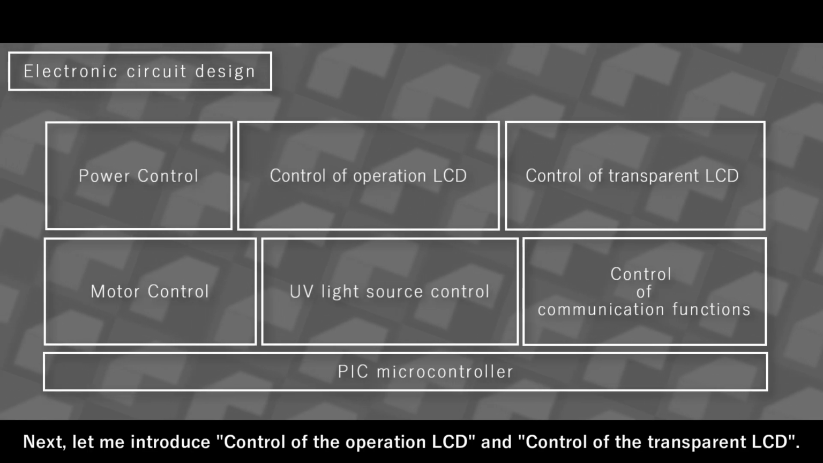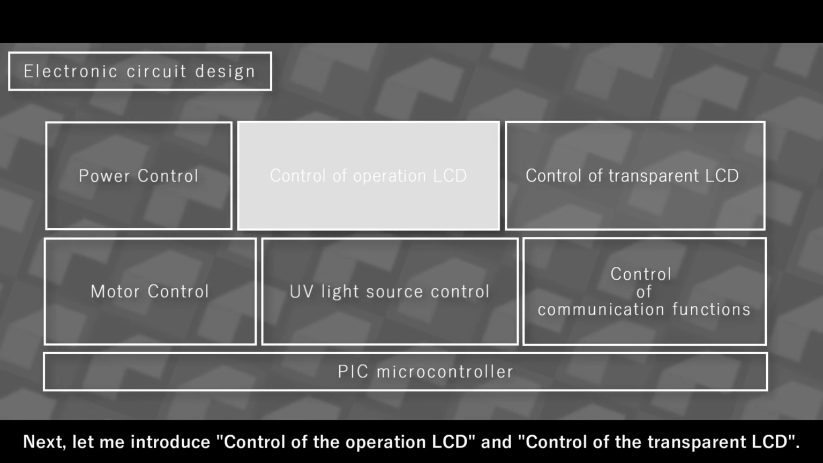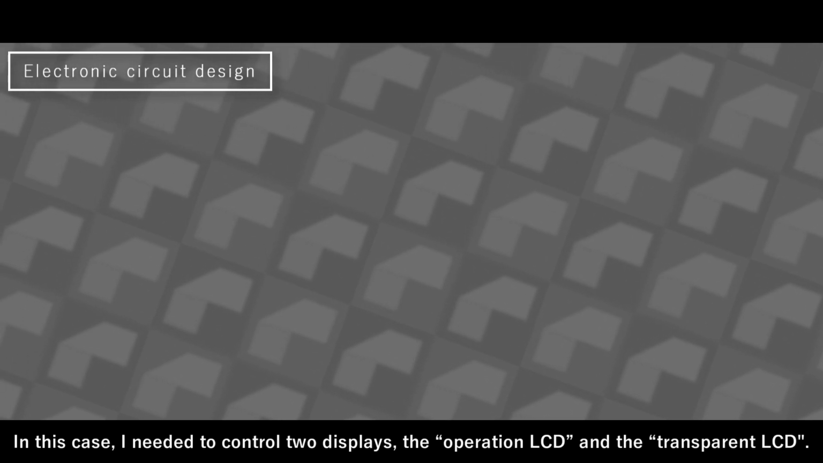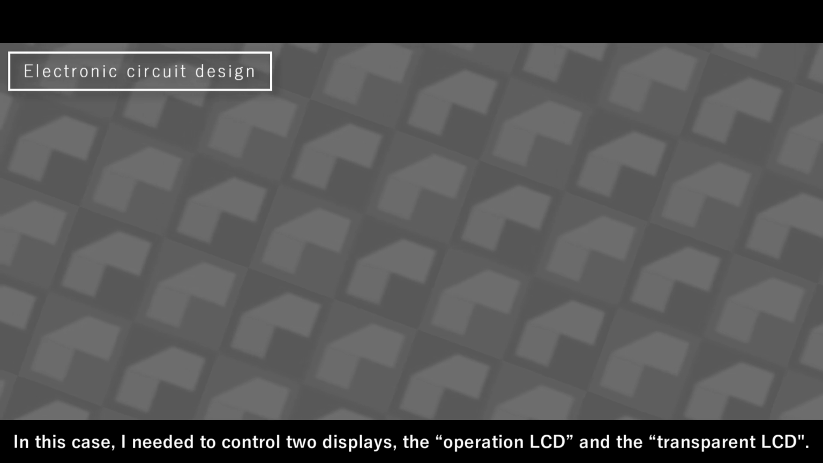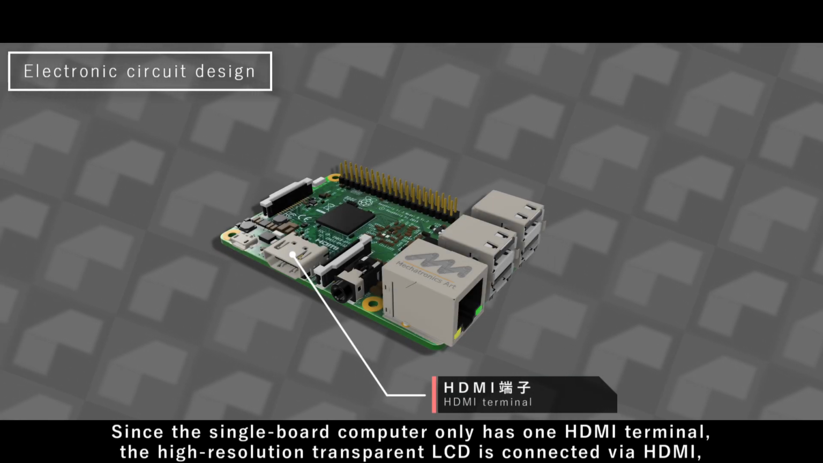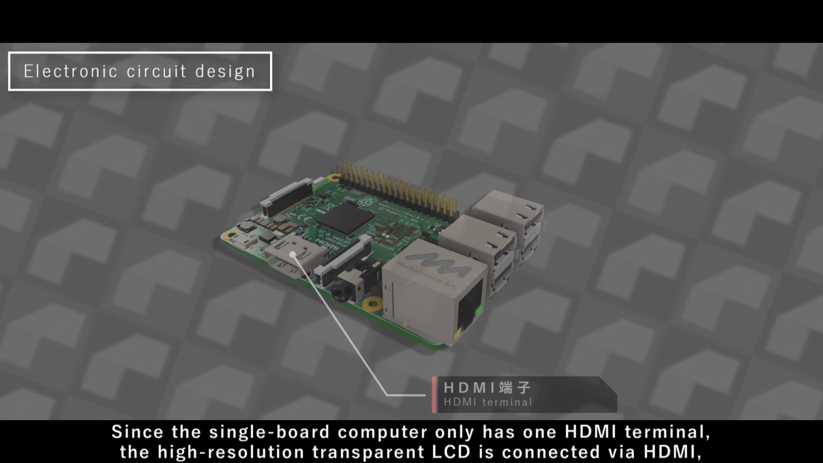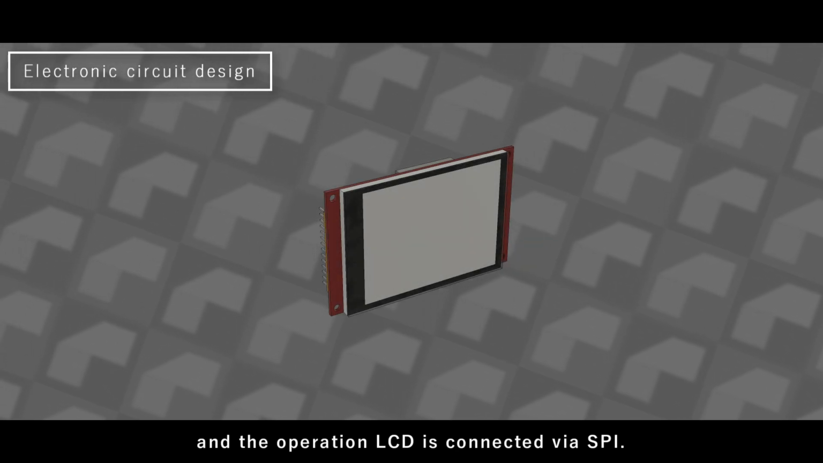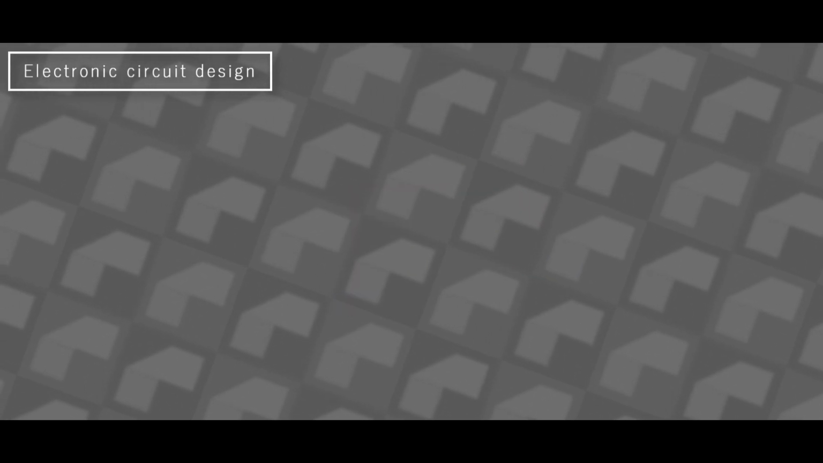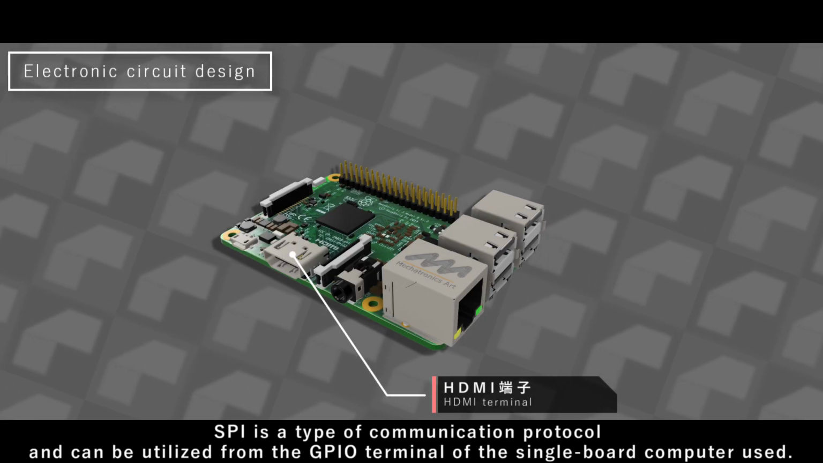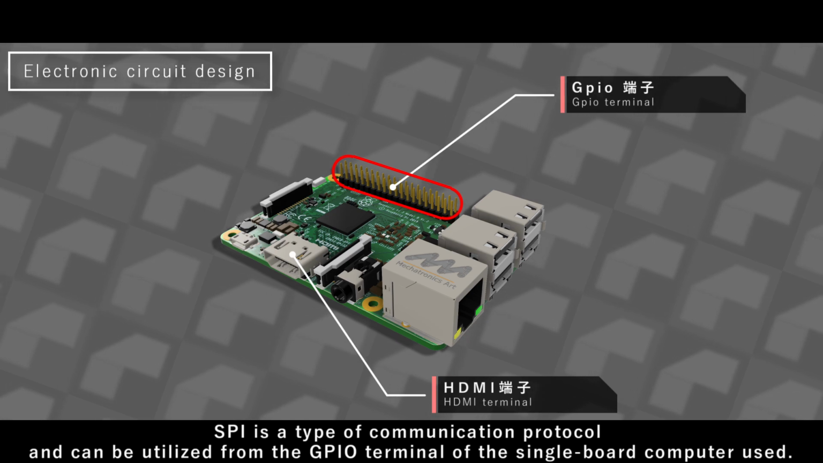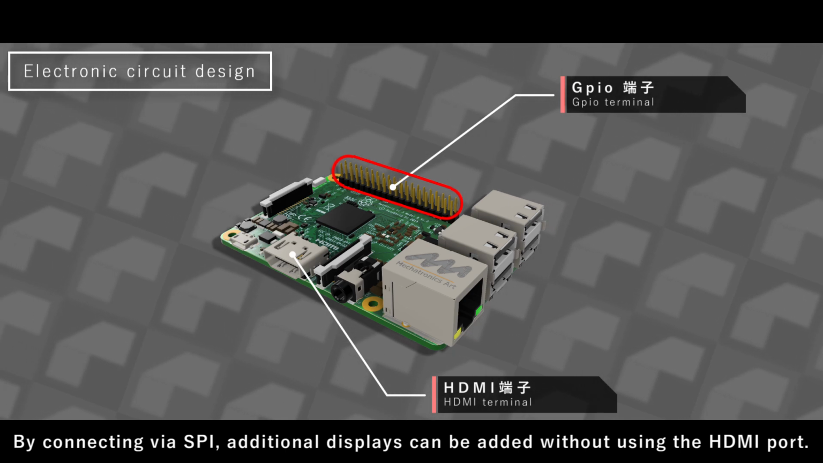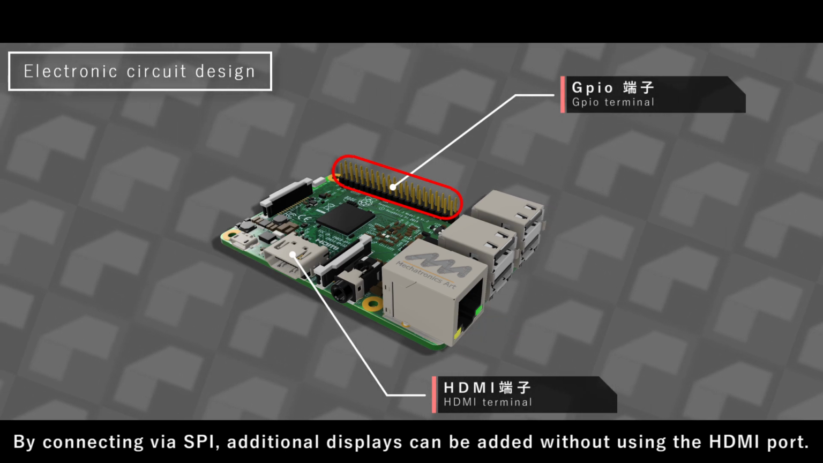Next, let me introduce control of the operation LCD and control of the transparent LCD. In this case, I needed to control two displays, the operation LCD and the transparent LCD. Since the single-board computer only has one HDMI terminal, the high-resolution transparent LCD is connected via HDMI, and the operation LCD is connected via SPI. SPI is a type of communication protocol and can be utilized from the GPIO terminal of the single-board computer used. By connecting via SPI, additional displays can be added without using the HDMI port.